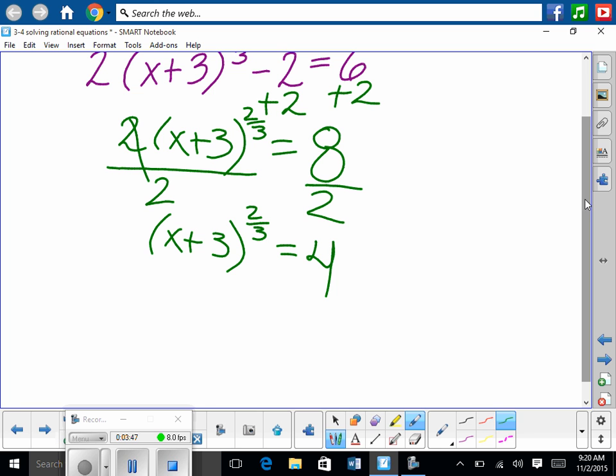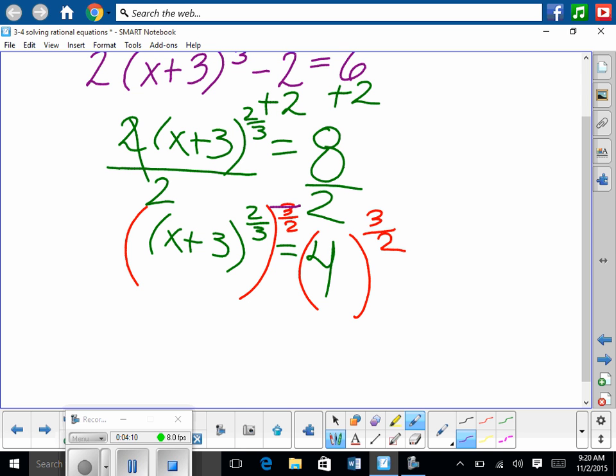All right, so continuing this, we've isolated the radical. How do I get rid of this radical? Good, you raise both sides to the reciprocal power. Reciprocal means flip. So raise both sides to the 3/2 power. On this side, the reason we did that is that when you raise a power to a power, you multiply. So that would multiply to be 6/6, which is 1. So left on the left side is x plus 3, which is equal to, and you'll take your calculator, 4 to the 3/2 power. Do it.